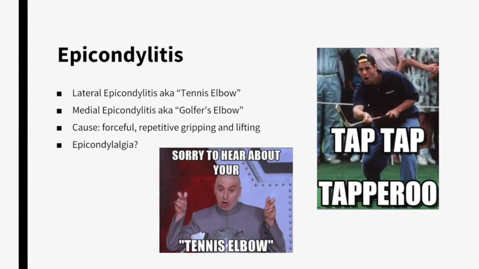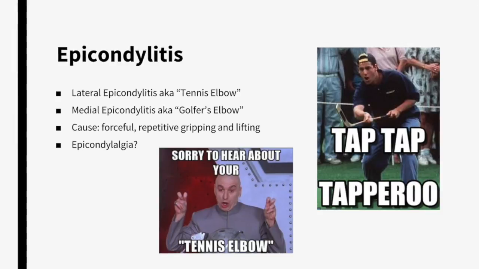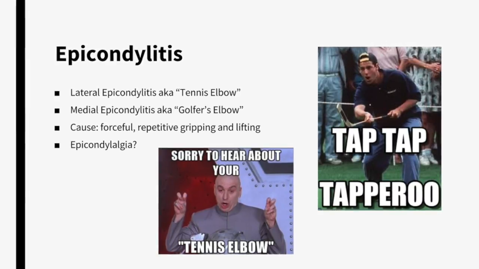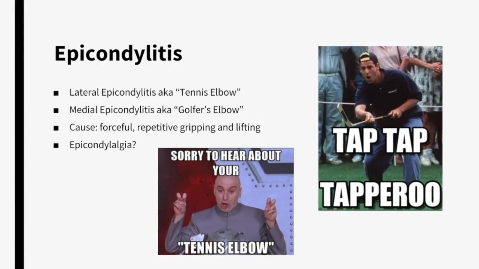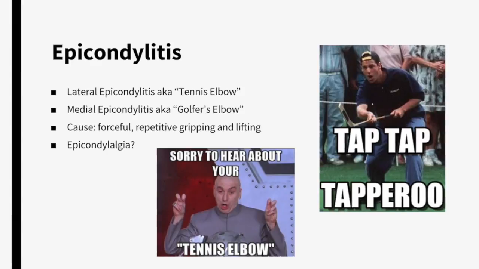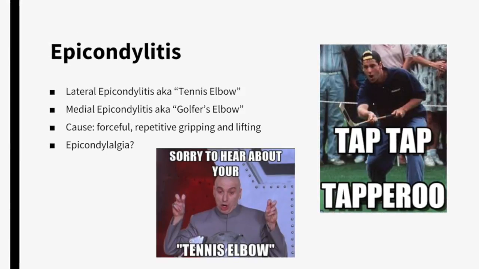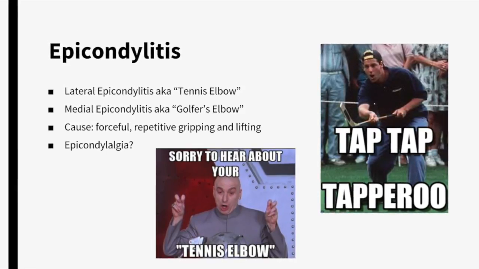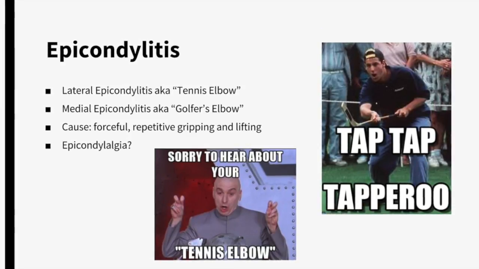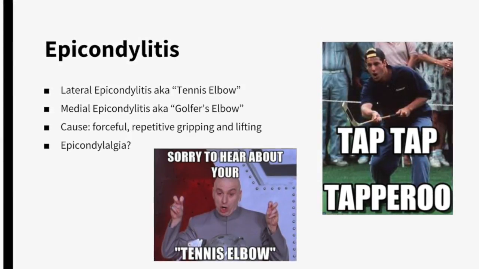So next we will talk about iontophoresis to treat patients with medial or lateral epicondylitis. Lateral epicondylitis, or most commonly known as tennis elbow, is defined as the inflammation of the lateral humeral epicondyle at the origin of the extensor tendons of the forearm. Medial epicondylitis, or golfer's elbow, is also inflammation, but this refers to the medial epicondyle of the humerus at the origin of the flexor tendons of the forearm.